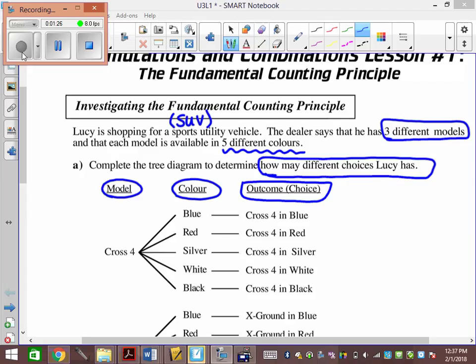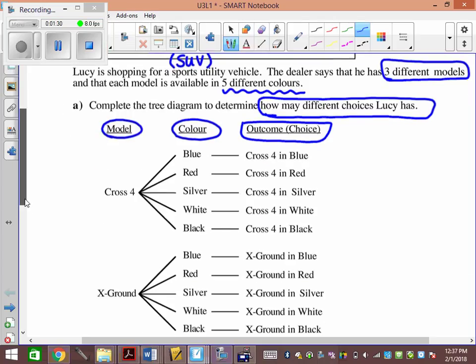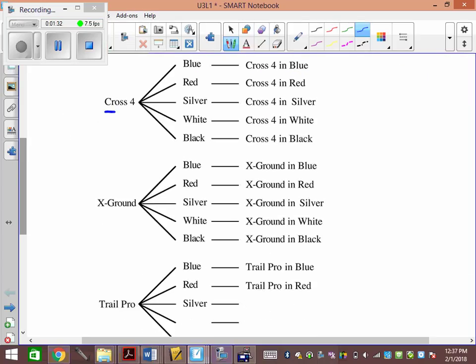So here we listed model and color. They said that there were 3 different models. So our options were the Cross 4, the X Ground, and the Trail Pro. Those were the 3 options. And do you see how they put big spaces in between them? They put big spaces because they're going to have 5 little branches off of each one. If you put them really close, it's never going to work, right? Because it's getting bigger. So you want to expand those first parts of the tree. You want to make them farther apart.